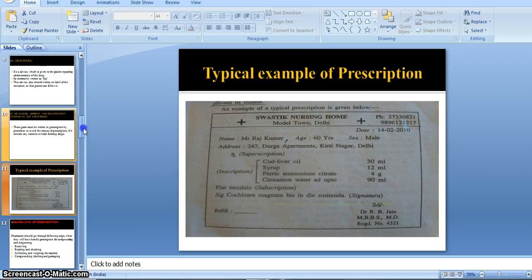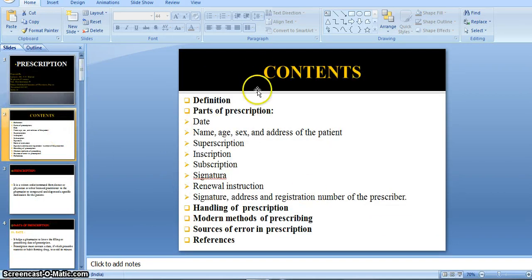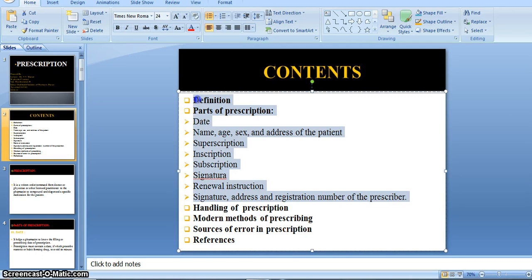Right, let's start. So today we will cover the definition of prescription and parts of prescription, right? These two topics we will discuss in today's class. The parts of prescription are date, name, age, sex and address of patient, then superscription, inscription, subscription, signature, renewal instruction, signature, address and registration number of prescriber, right? This content we will study in today's session. Only this content, right?